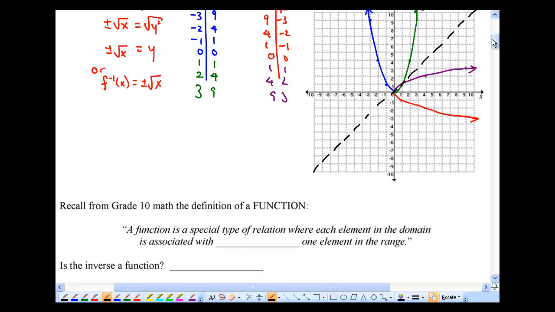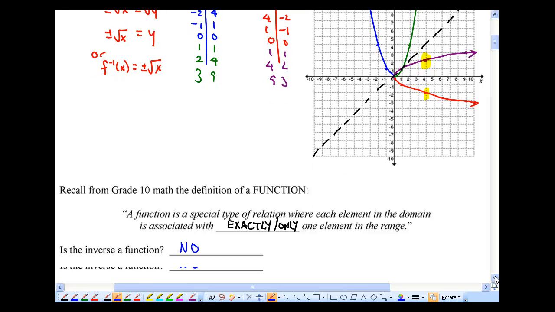Now, remember in grade 10 when we had a definition of a function. A function was defined as a special type of relation where each element in the domain was associated with, that's right, exactly one and only one element in the range. So my question to you for example number 1 is, is this inverse a function? Well, if I take a look at the value, let's say 4, I see that, hey, at 4, we've got the y value of 2 and negative 2, so obviously, nope, not in this case.